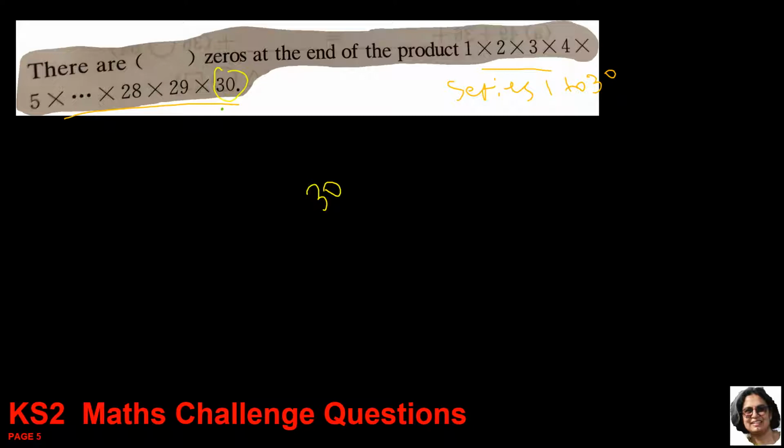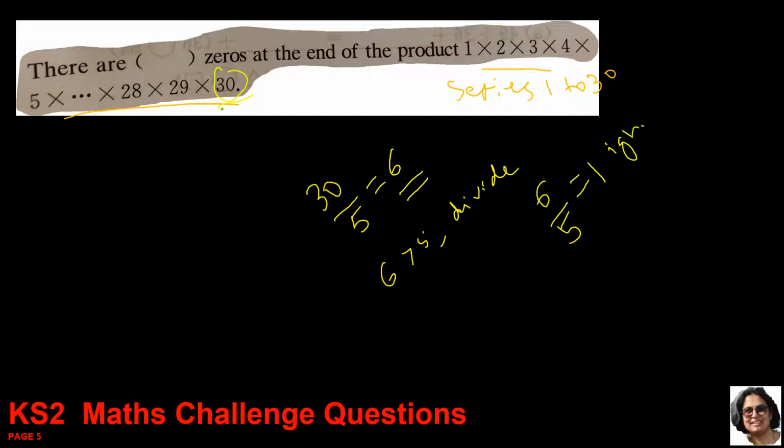We know that the last number is 30, and we divide 30 by 5, and we get 6. Now 6 is greater than 5, so we again divide 6 by 5. We get 1, ignoring the fraction. And we cannot divide 1 any further, because 1 is less than 5.